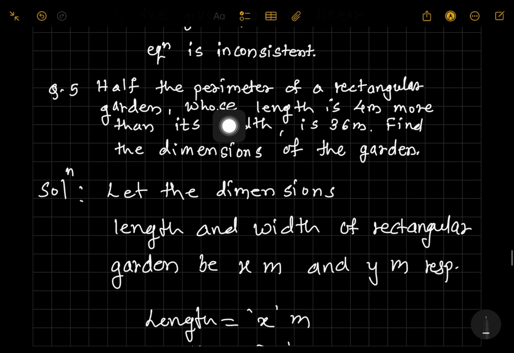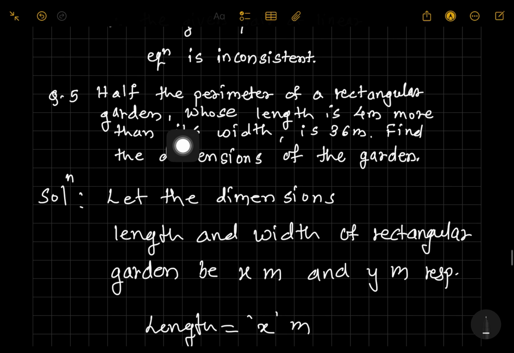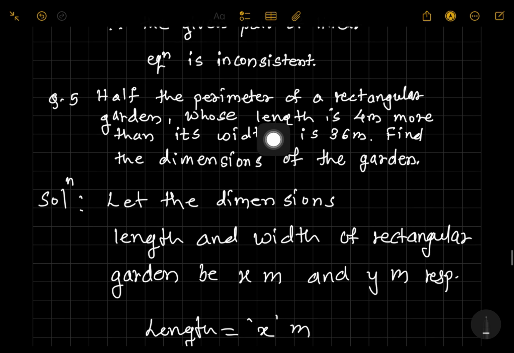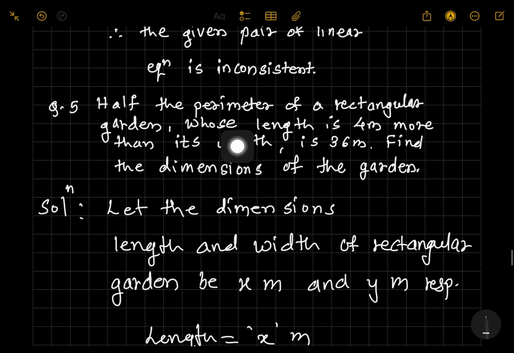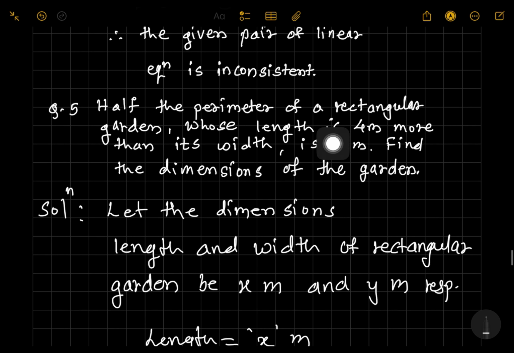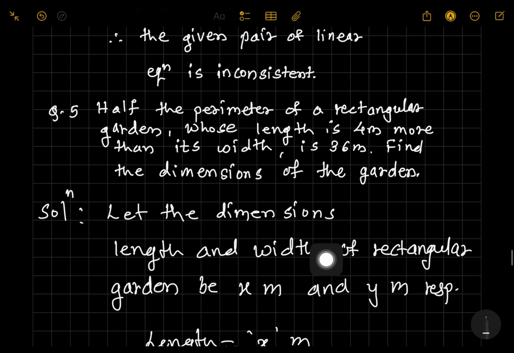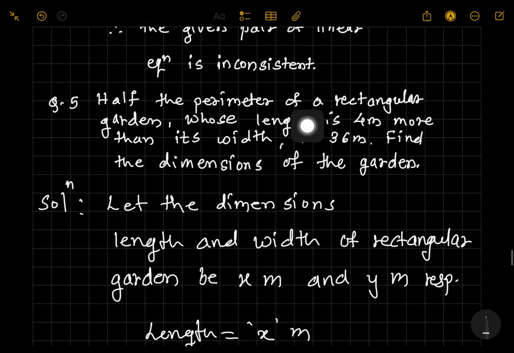When dimensions are given, meaning information about width and length, with the help of that we have to write the equations. Not directly given, but the perimeter and whatever else is given, with the help of that we have to write the equations, and then find x and y. And here they ask: find the dimensions of the garden.